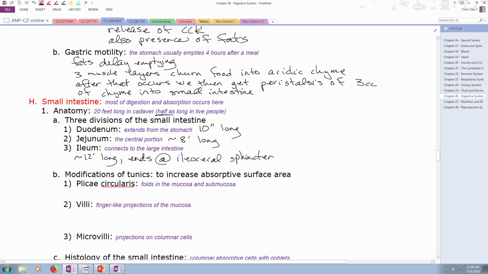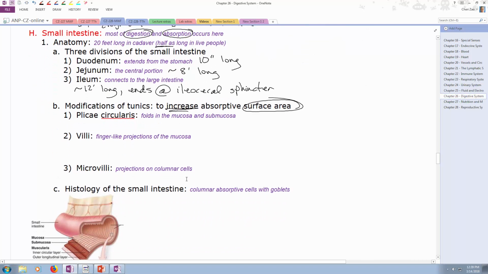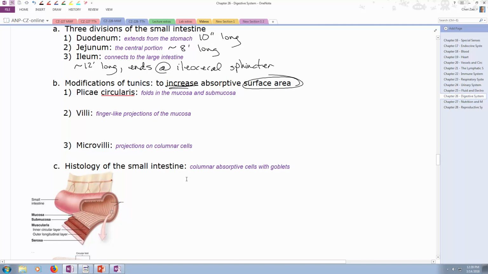Lots of fat there. One of the things that's important about the small intestine, in addition to digestion, is that this is where absorption occurs. So we need to increase surface area in order for absorption to occur. And so the modifications of the tunics and the mucosa will be for that very purpose. Plicae circulares. A plica is a fold. It's Latin for fold.